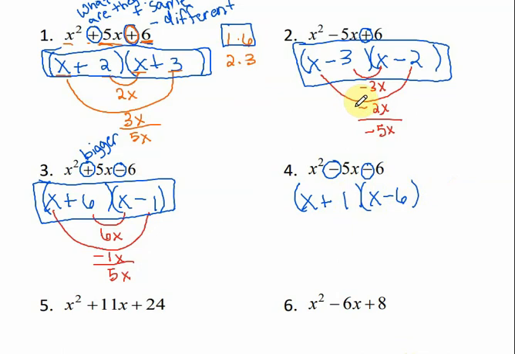Okay, so let's check by doing our smiley face. And if I multiply the inner 2, I get a positive 1x. And the outer 2 will give me a negative 6x, which would be a negative 5x. And that's what I need it to be.